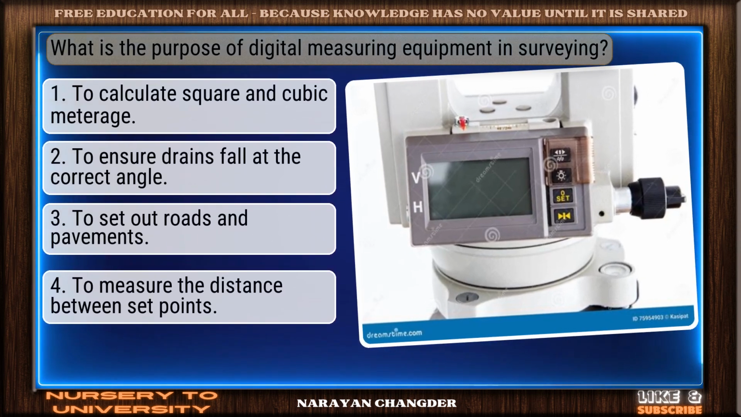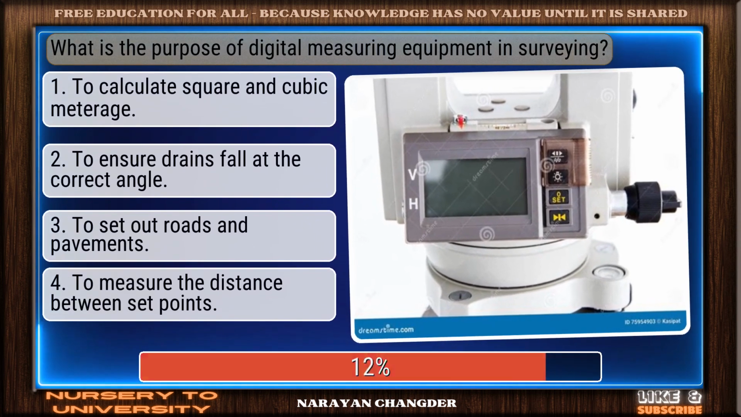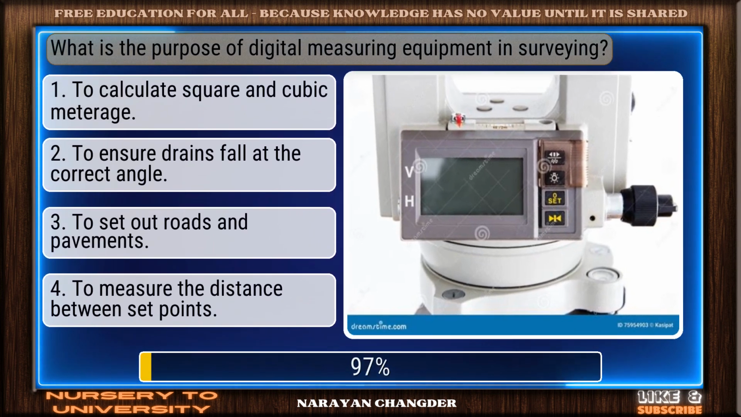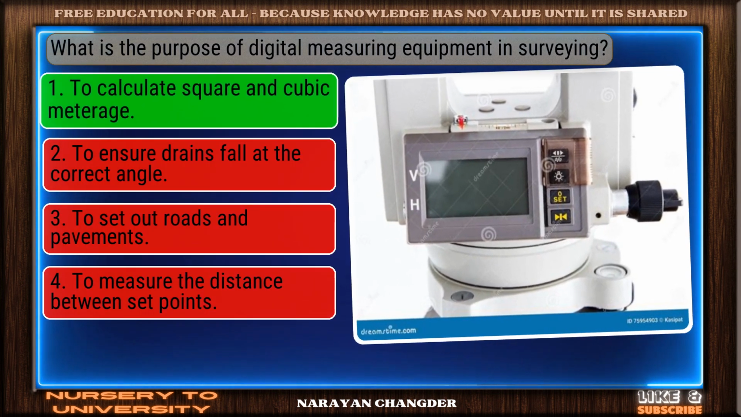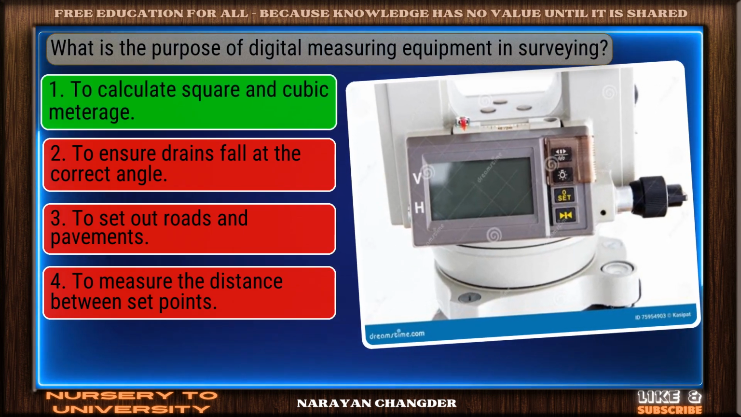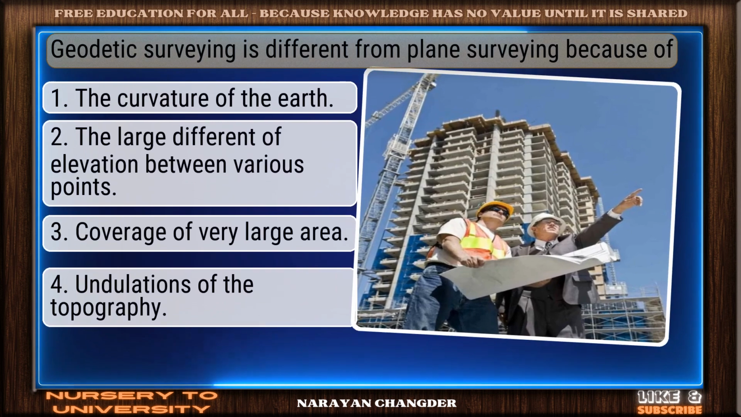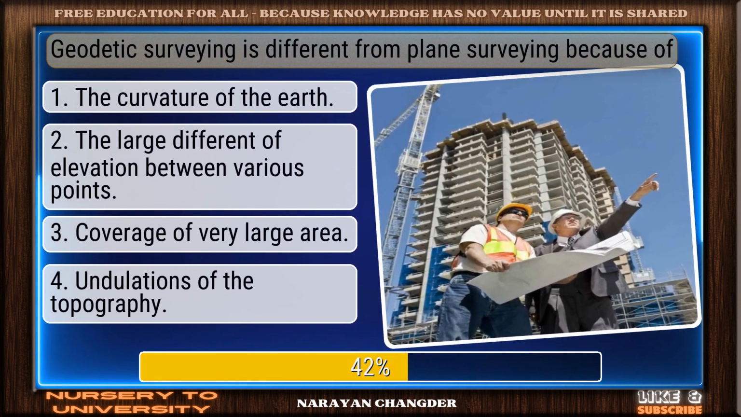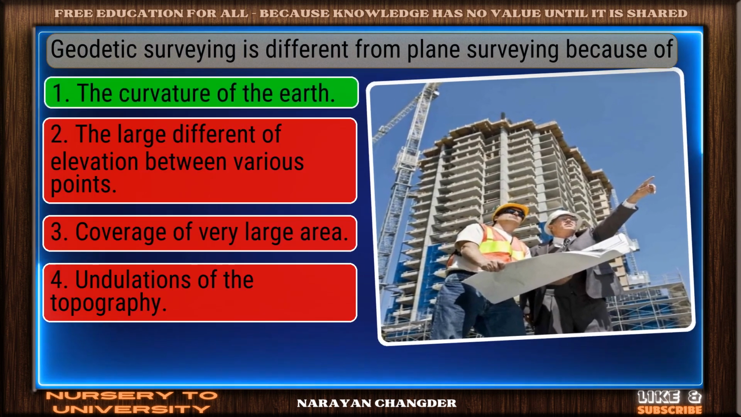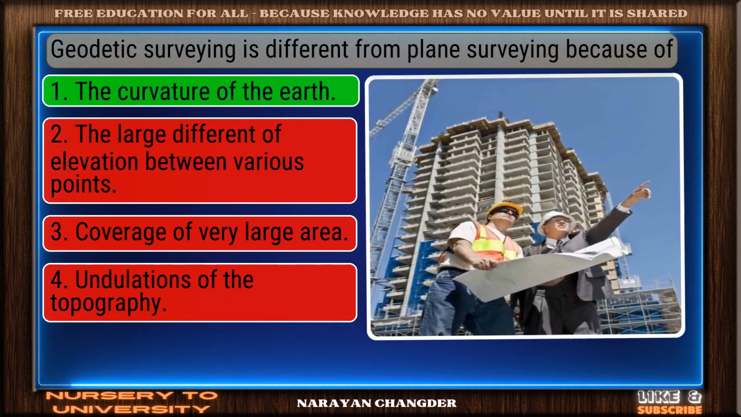What is the purpose of digital measuring equipment in surveying? You're right. To calculate square and cubic meterage is the correct answer. Geodetic surveying is different from plane surveying because of... Good job. Your answer, the curvature of the Earth, works well here.